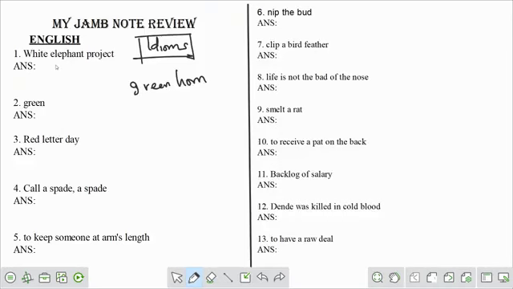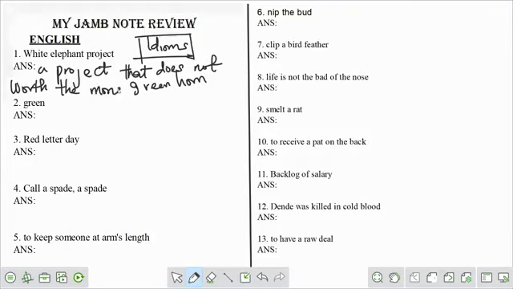If you know some of them, drop them in the comment section. So a white elephant project is a project that does not justify the money invested on it. Please be writing something down. You know that I'm really spending my time. If you are not writing anything down in this class, you are wrong.